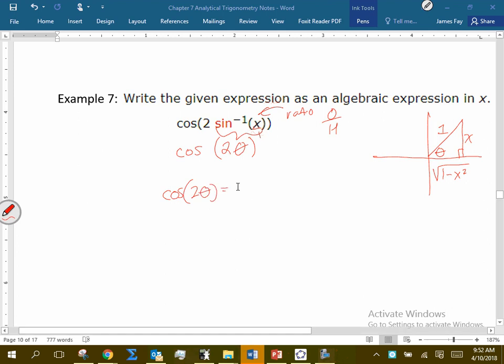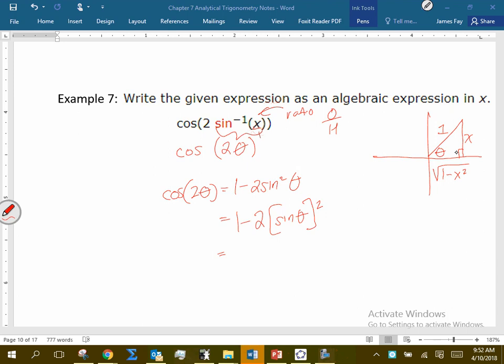We know there's 3 versions of that. I'm just going to write it as this, which is the same thing as this. And I like to write it that way because what is sine of theta over here? x. So we get 1 minus 2, and this becomes x, and we'll square that x. That is the same thing then as cosine of 2 sine inverse of x.